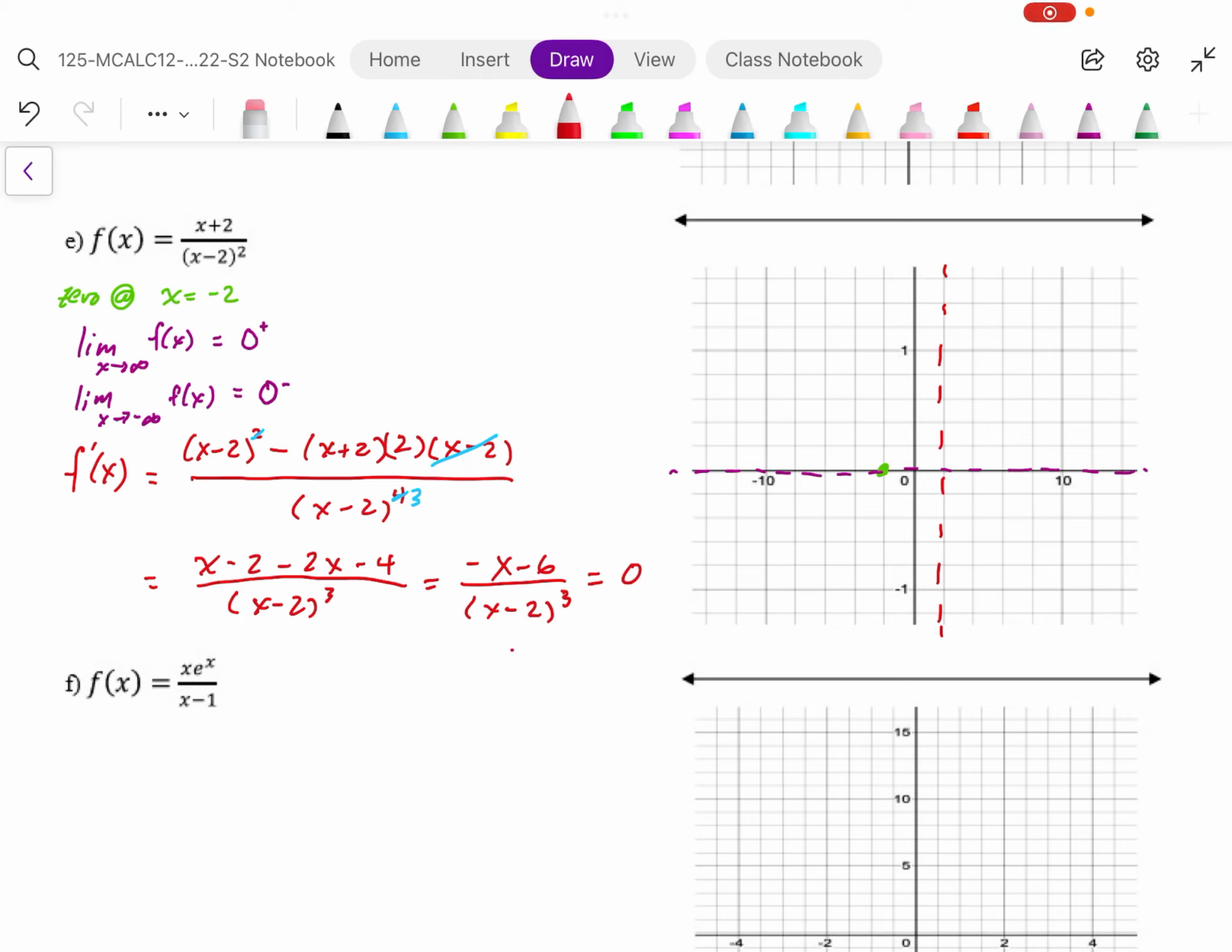Making this equal to 0, I get 0 at x equals negative 6. So then doing my slope chart here, I have negative 6. I have at 2 my undefined point. I need to test my slopes here. So I'm going to test f prime at negative 8. Plugging negative 8 in, I'm going to end up with positive in the numerator, and I'm going to end up with negative in the denominator. So that's going to give me negative slope, so I know I'm going down.